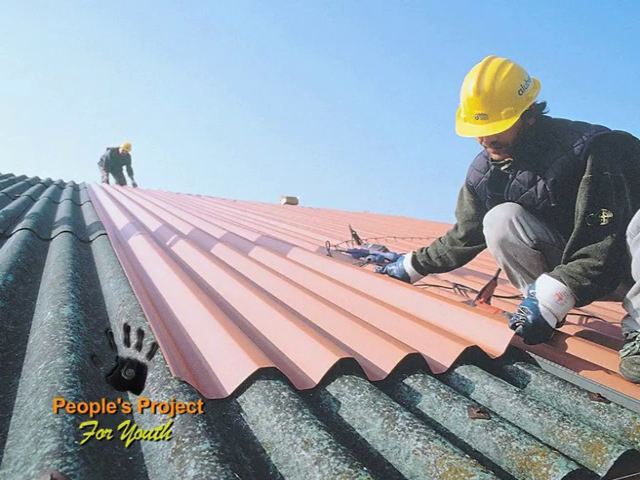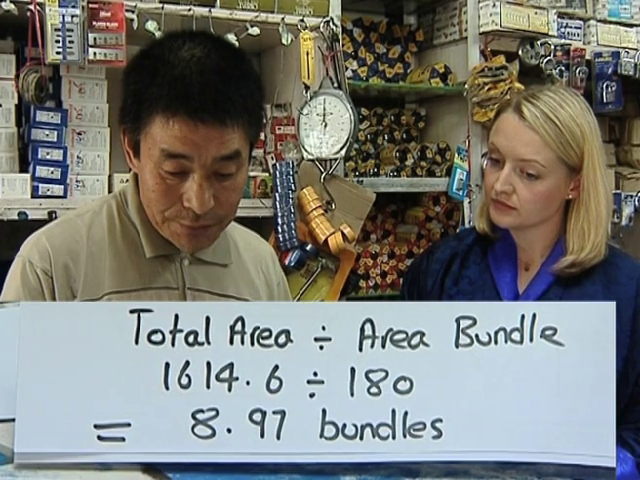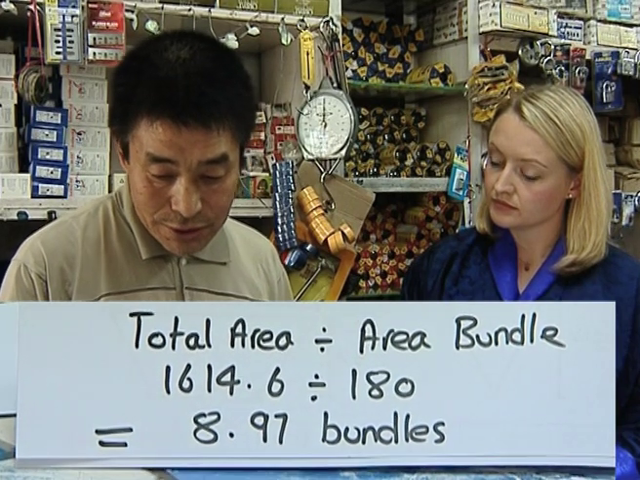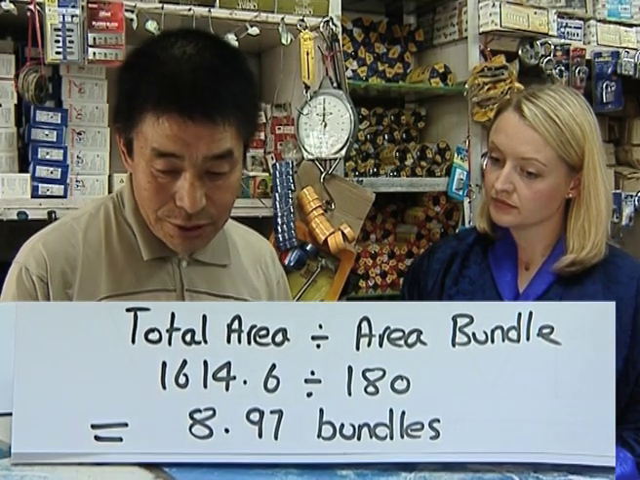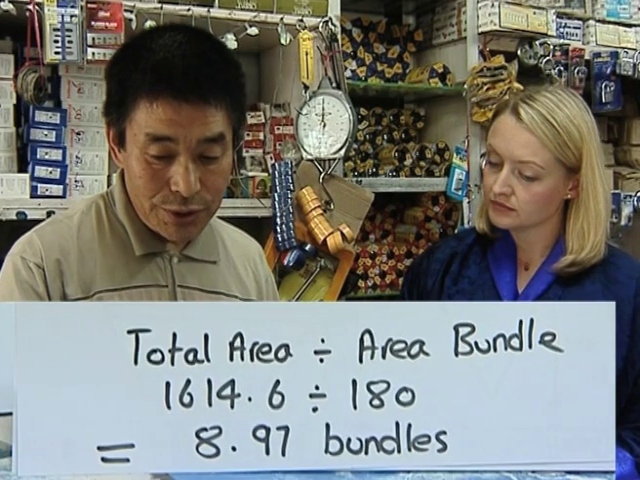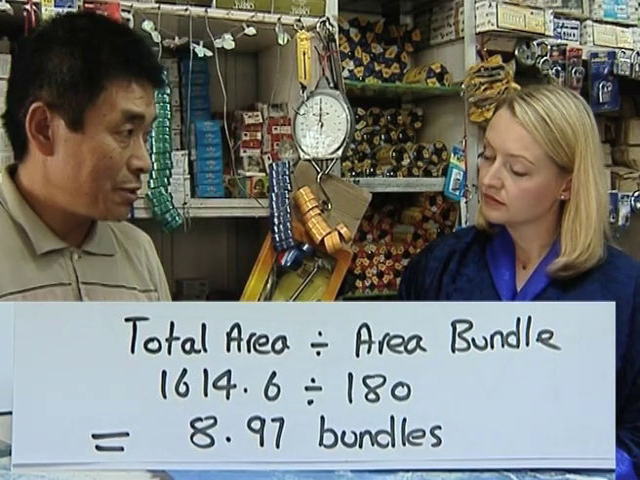And another thing we have to consider, maybe not a problem of mathematics but a construction practical problem, is that we cannot lay the CGI sheet end to end. We have to keep some overlapping so that the rain won't leak. Otherwise, 1614.6 divided by 180 will be our requirement. So we need 8.92 bundles of CGI sheet.